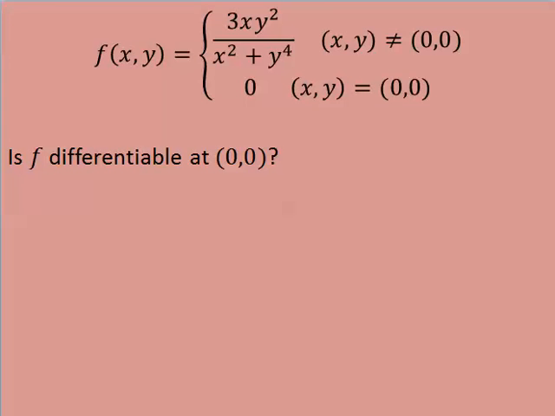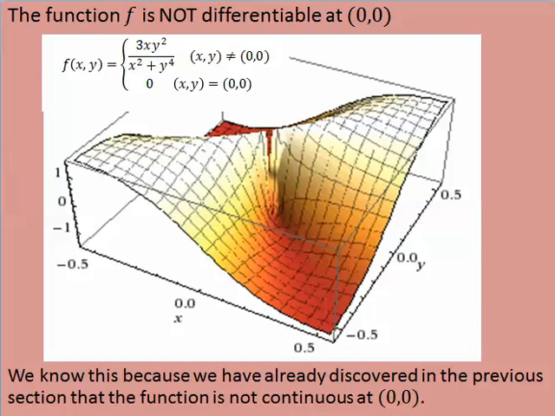Is this function differentiable at 0, 0? The function is not differentiable at 0, 0. We know this because we have already discovered in the previous section that the function is not continuous at 0, 0. Since it's not continuous at 0, 0, it can't be differentiable at 0, 0.